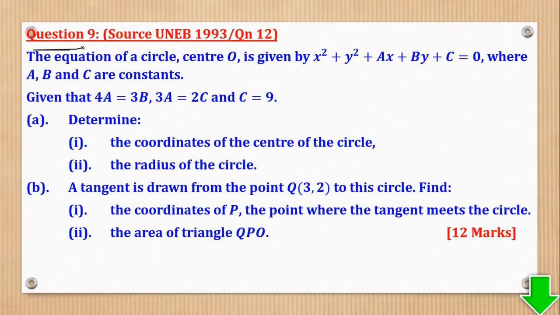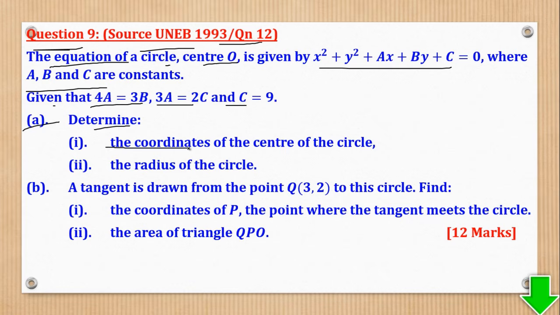So now we shall go to question 9, which came from UNEB 1993, paper 1, question 12, and says the equation of a circle center O is given by this, where a, b, c are constants. Given that 4a is equal to 3b, 3a is equal to 2c, and c is equal to 9, part A, Roman 1, determine the coordinates of the center of the circle. Roman 2, determine the radius of the circle. I think let's start with part A.